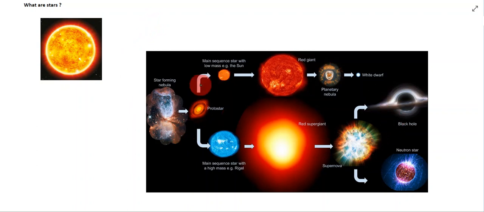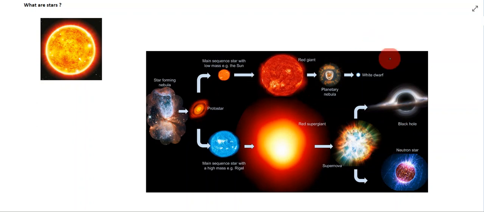A lot of this might be alien to you, but this here is generally the life cycle of a star. So it goes through this process. What I want to talk about today is this step here up to this step here, up to the formation of a star. And then in subsequent lessons, I'll talk about these other steps.